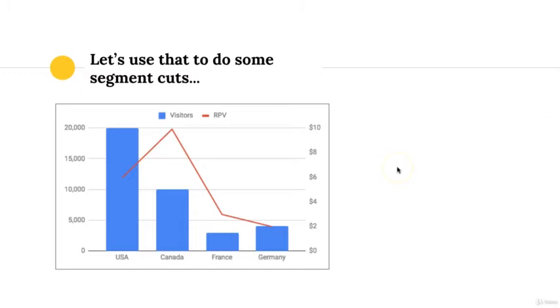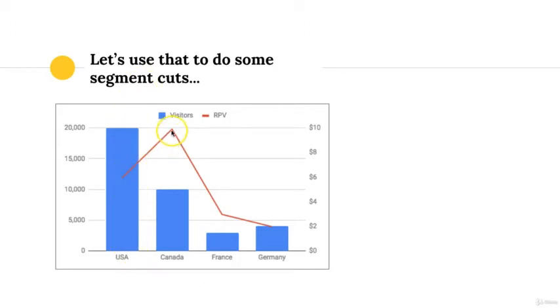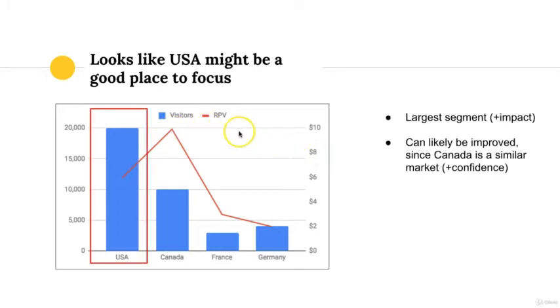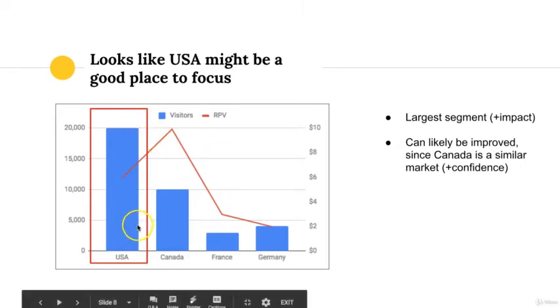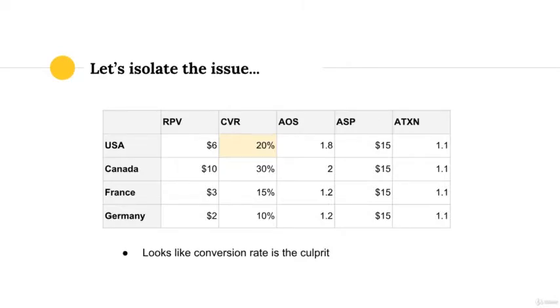So let's say that we want to compare across different countries. And we might see that, okay, USA is our biggest market, but looks like Canada is doing much better in terms of RPV. So USA might be a good place to focus based on this data. It's the most impactful segment because it's the largest, and there's a good chance it can be improved because Canada is a fairly similar market. So you might want to set an improvement goal around USA RPV. And you probably want to isolate the issue.